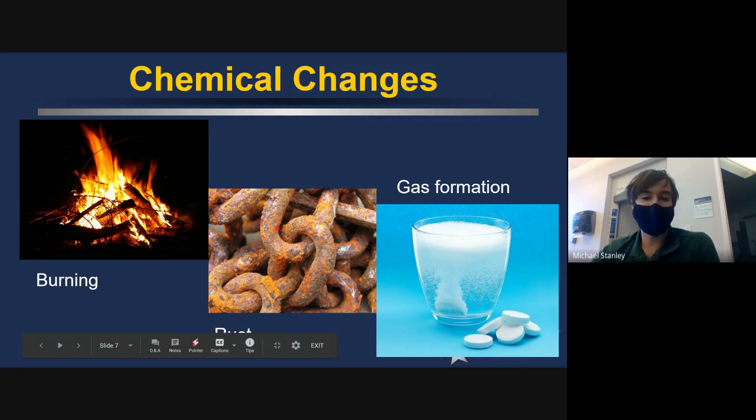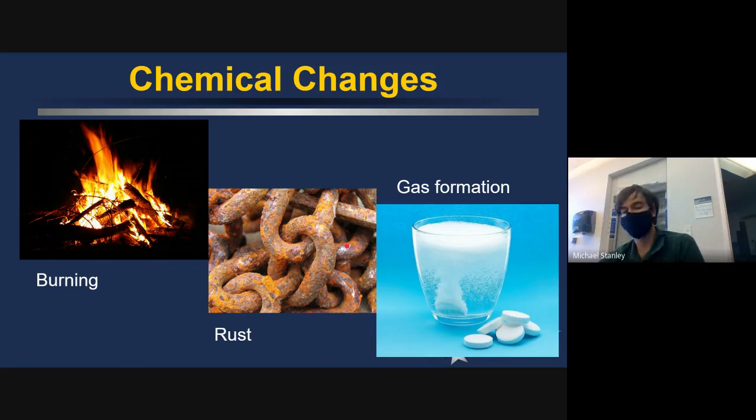Rusting, like I said, we have the silver iron reacting with the oxygen in the air around it to produce this brown, flaky iron oxide, which again is a different chemical than the silver iron that was there before.